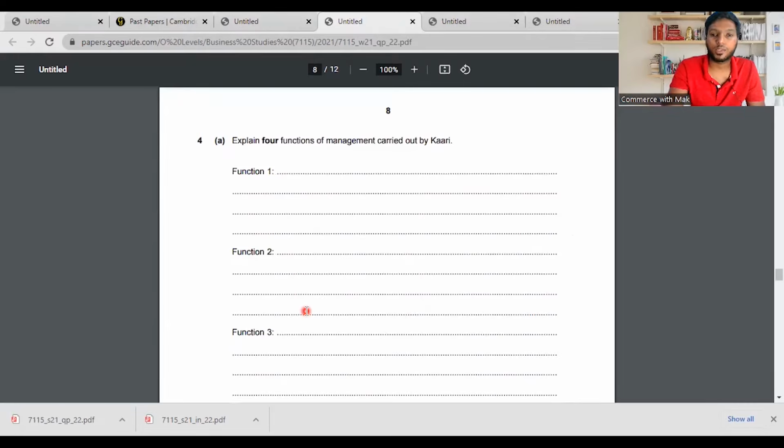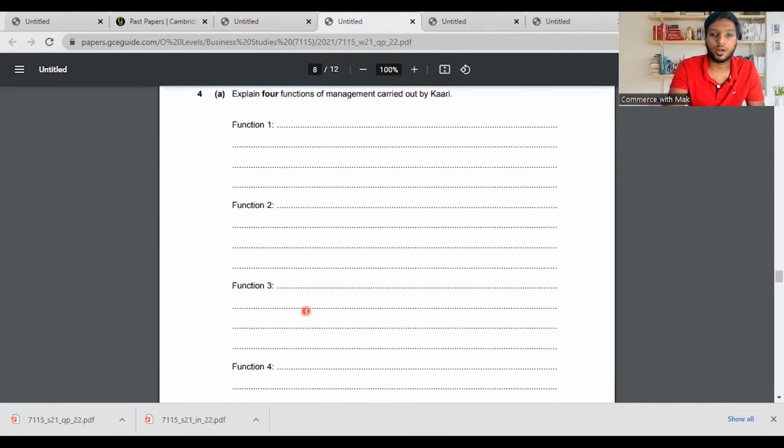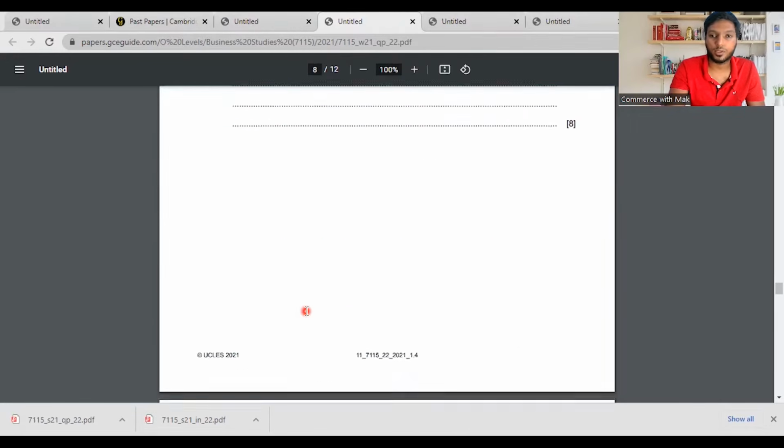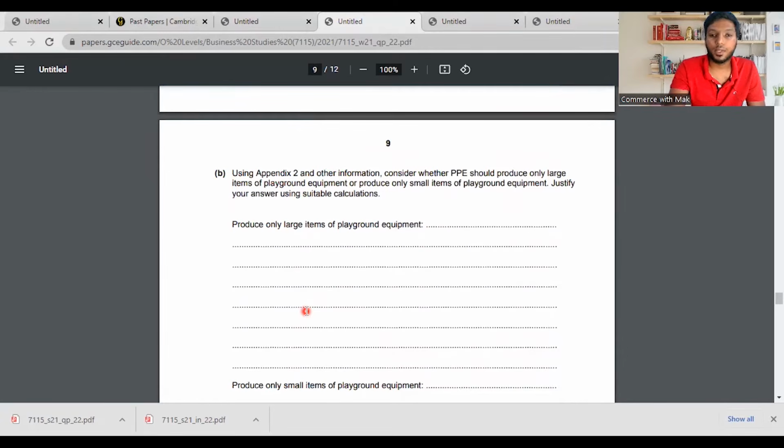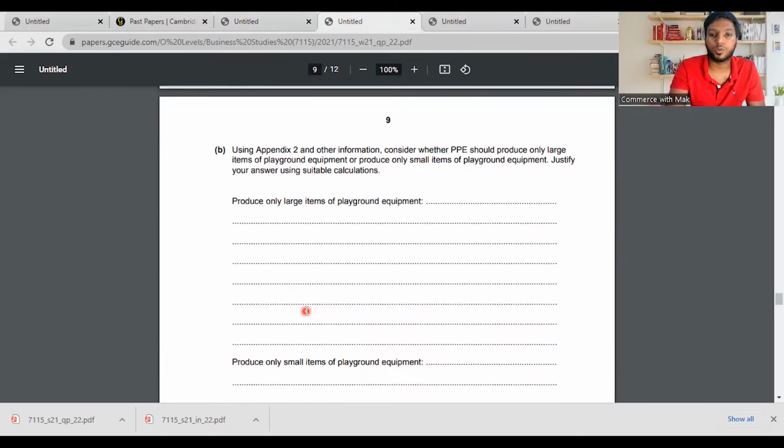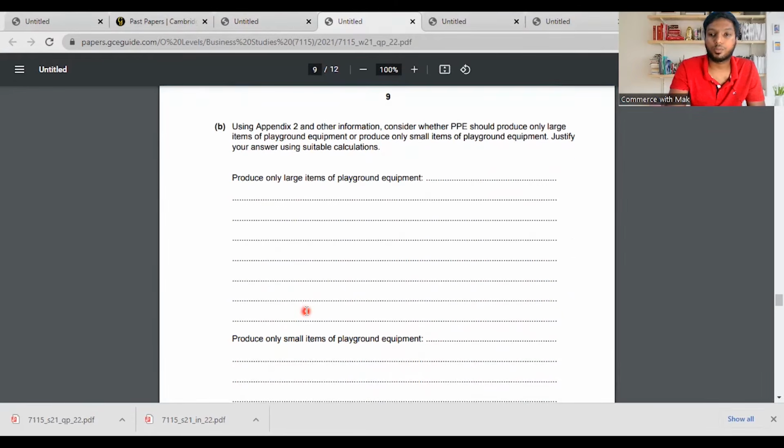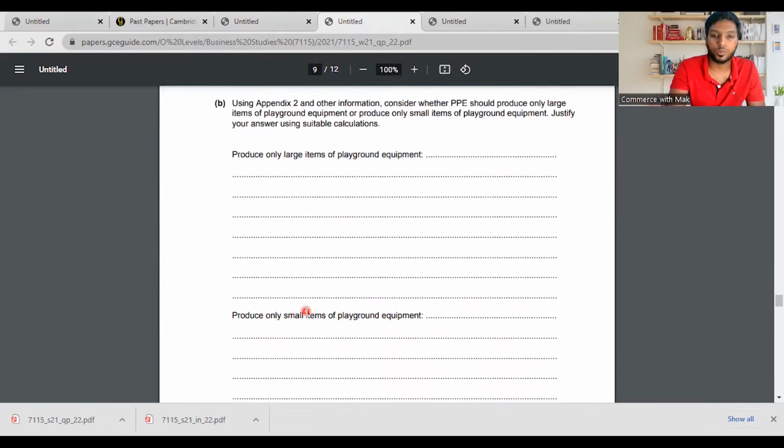And then they have given you: explain four functions of management carried out by Kari: function 1, function 2, function 3, and function 4. Using Appendix 2 and the other information, consider whether PPE should produce only large items of playground equipment or produce only small items of playground equipment. Justify your answer using suitable calculations.